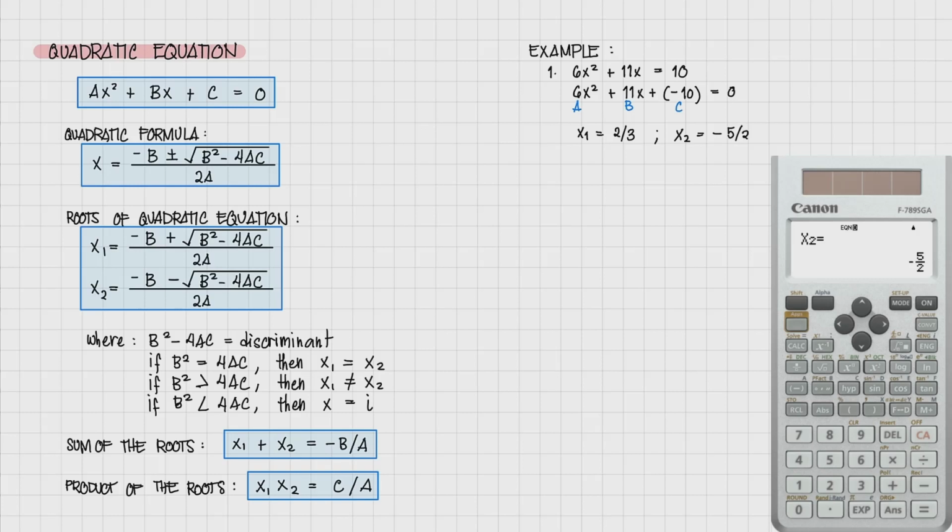So check natin. Let's compute for the sum of the roots. So for the sum of the roots, you have X1 plus X2. So that's equals to 2/3 plus negative 5 over 2. Diba ang sabi dito sa equation natin, it is just equals to negative b over a. So you get negative 11 over 6.